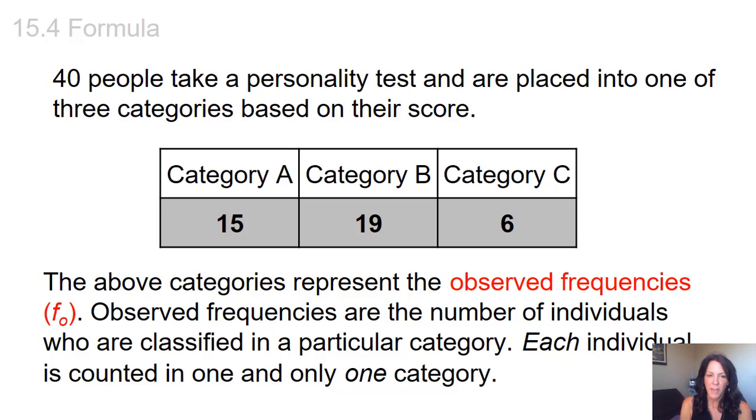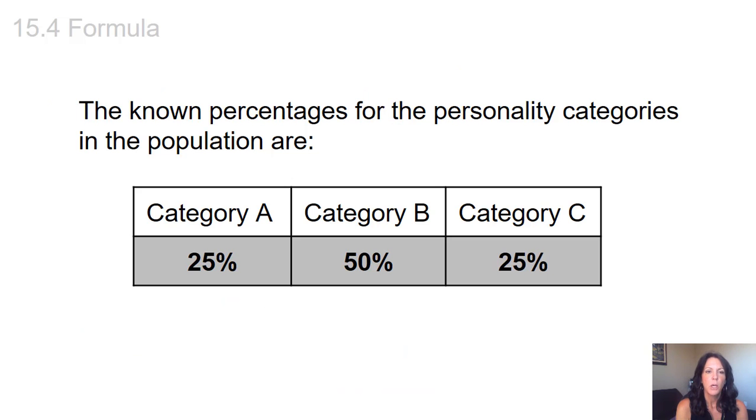So the above categories here are the observed frequencies, and now we need to find out the expected frequencies. We can find out the expected frequencies if we know the percentages in the population. So let's just say that somehow, I don't know how we would know this, but somehow we know that 25% of the population are category A, 50% are B, and 25% are C.